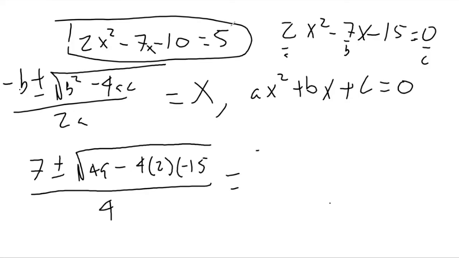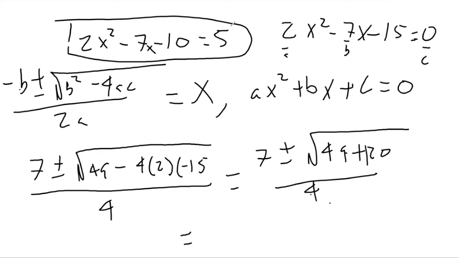This equals 7 plus or minus the square root of 49, oh geez, what is that? 30, 100, 30 plus 120, if I did that right, all over 4, which equals 7 plus or minus the square root of 169. Yeah, that works out. Square root of 169 is just 13, all over 4.